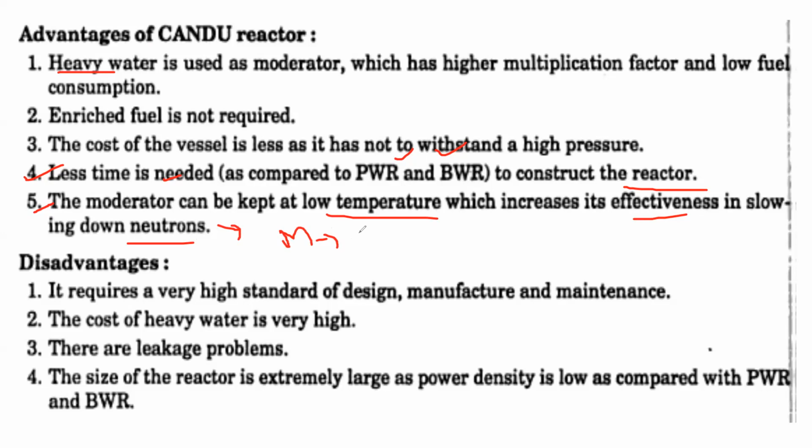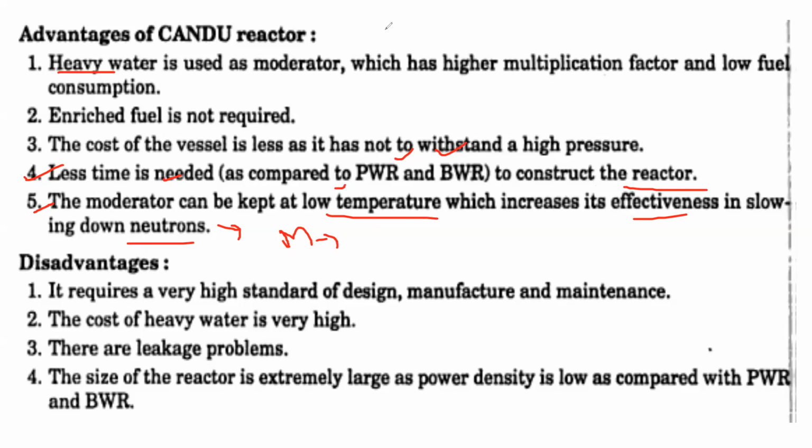Whenever the chain reaction is continuously going on in the nuclear reactor, there must be some control technique used. So the moderator is used to control these chain reactions. If I maintain this moderator at low temperature, it increases the effectiveness of slowing down the neutrons. If I get the effectiveness in slowing down the neutrons, it is very easy to stop the reactions, because stopping the reaction is one of the most important tasks in a nuclear power plant. So these are some advantages with respect to your Canadian reactor.